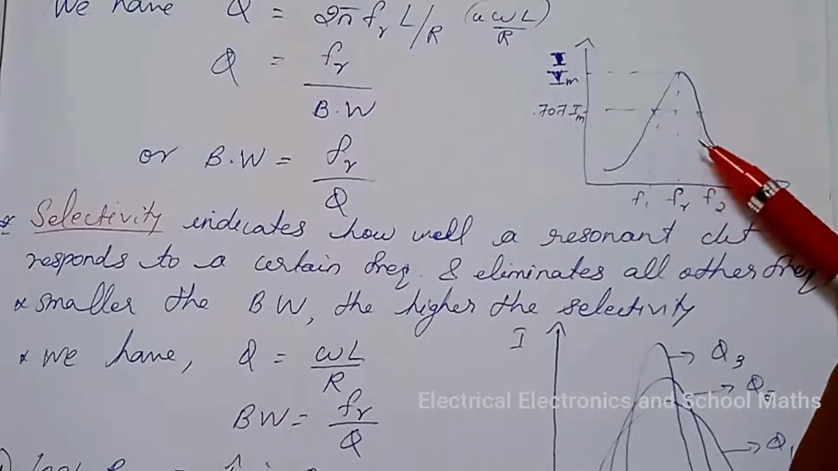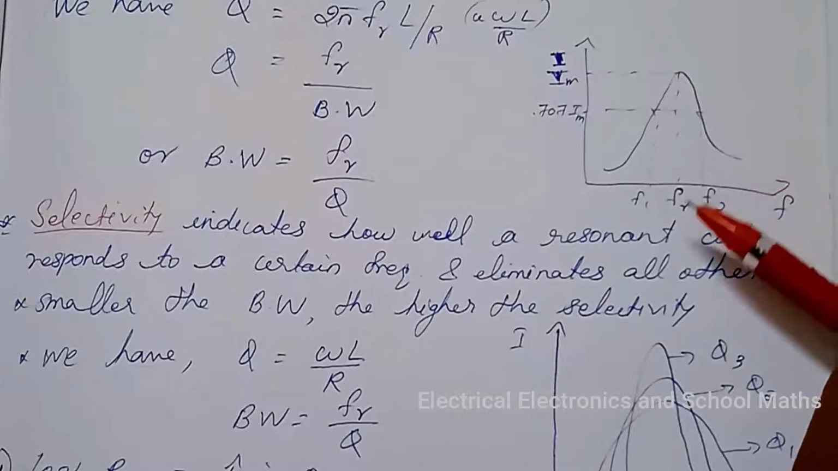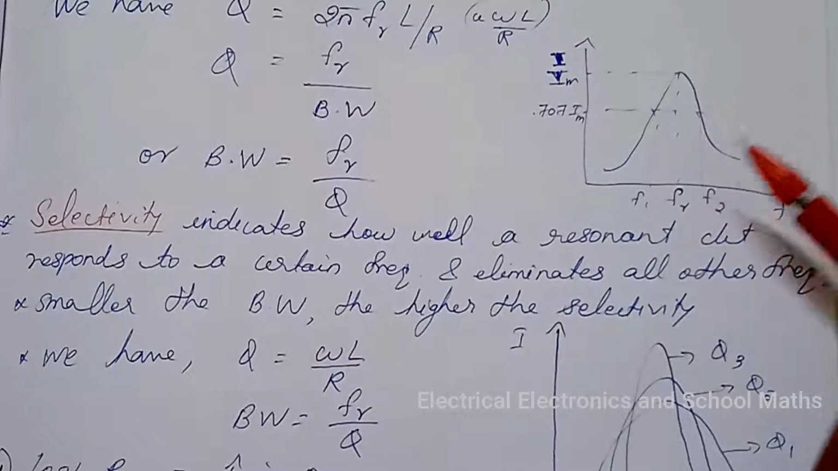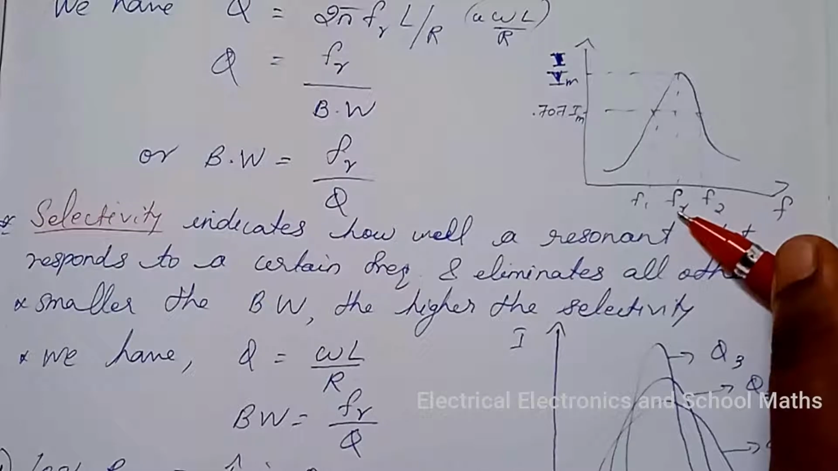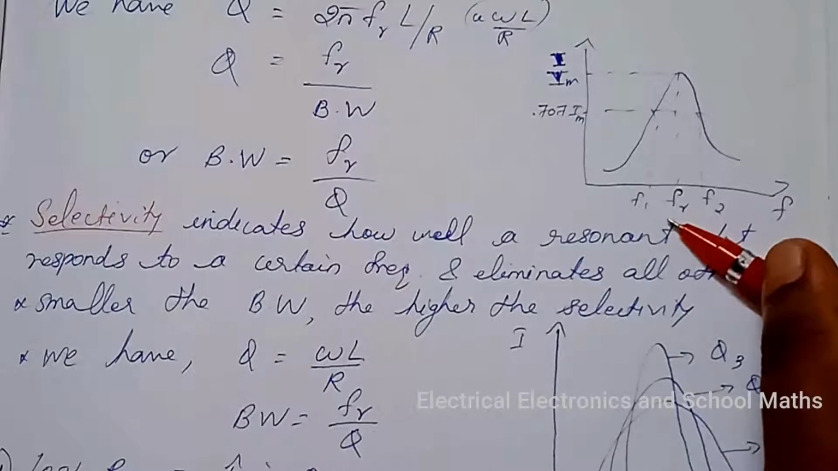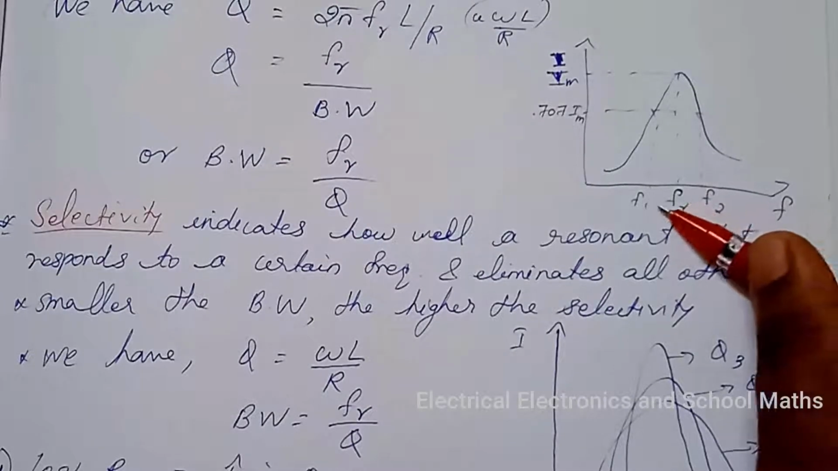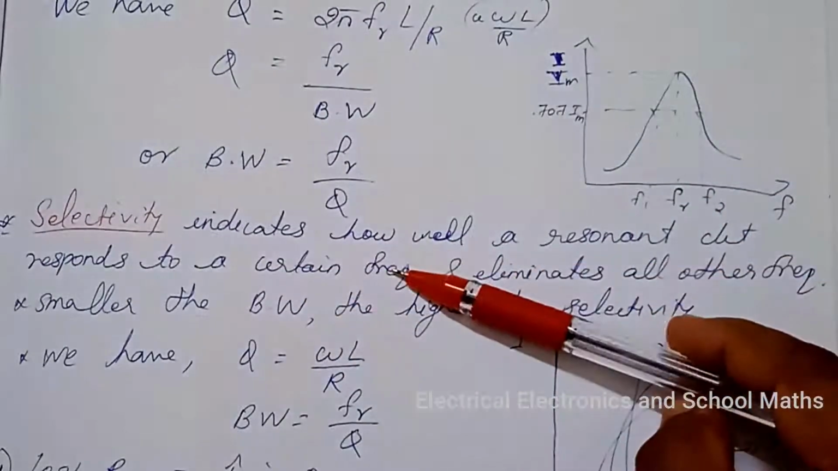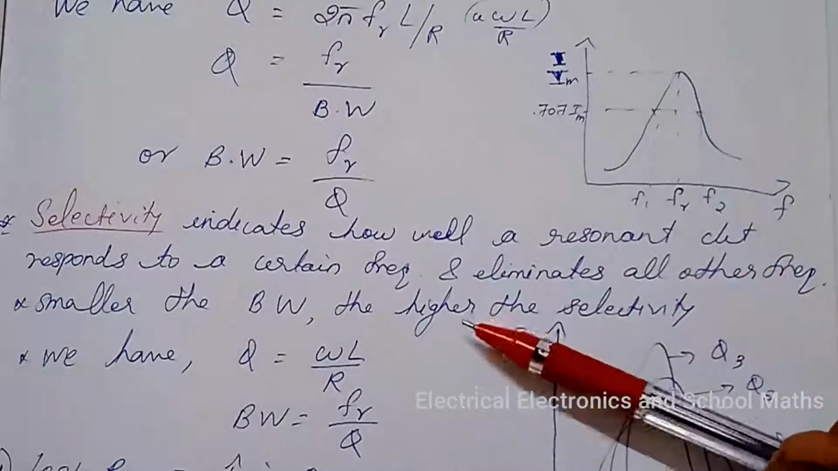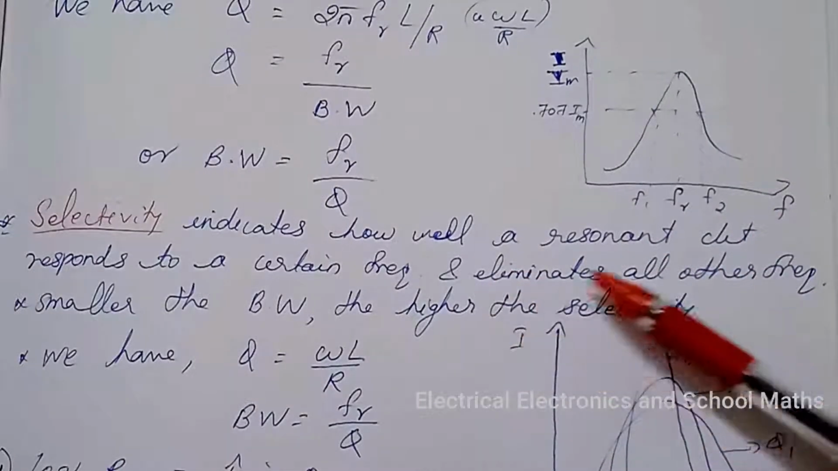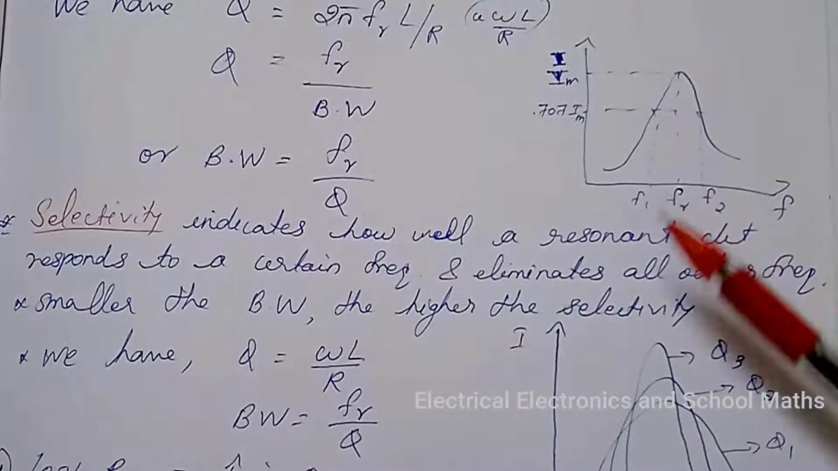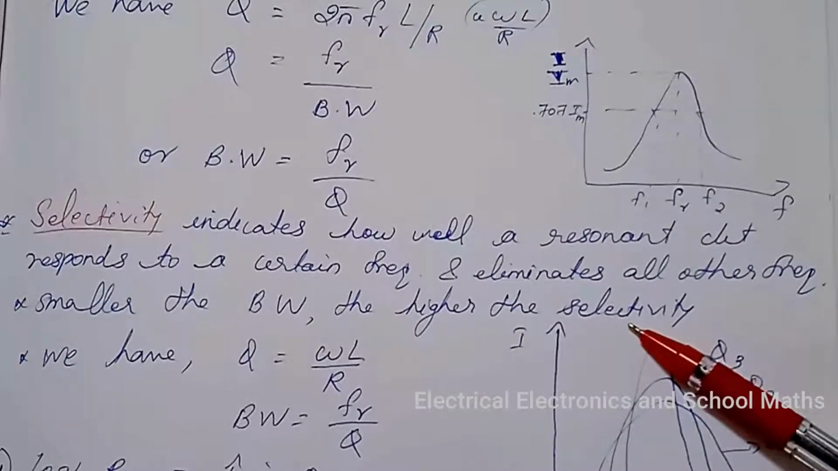Since the resonant circuit is adjusted to select a band of frequencies, the curve shown is called the selectivity curve. The term is derived from the fact that one must be selective in choosing the frequency to ensure that it is in the bandwidth. So, selectivity indicates how well a resonant circuit responds to a certain frequency and eliminates all other frequencies. Smaller the bandwidth, the higher the selectivity.